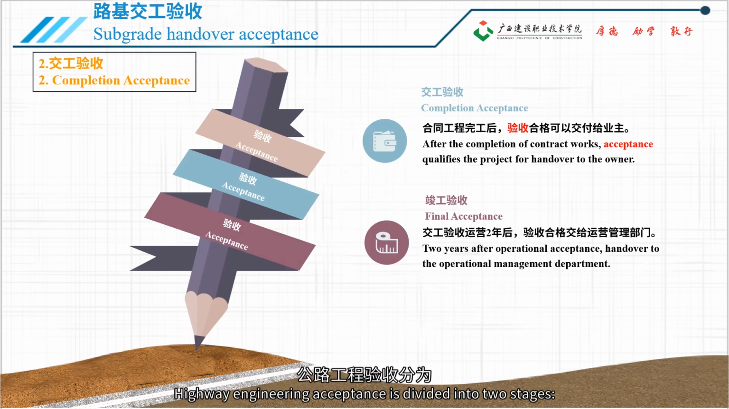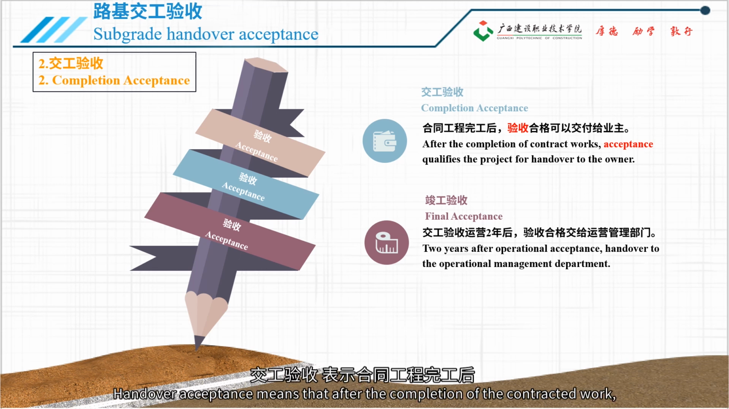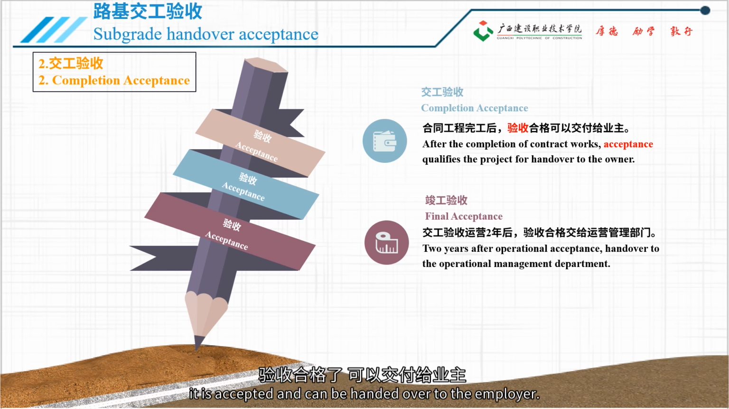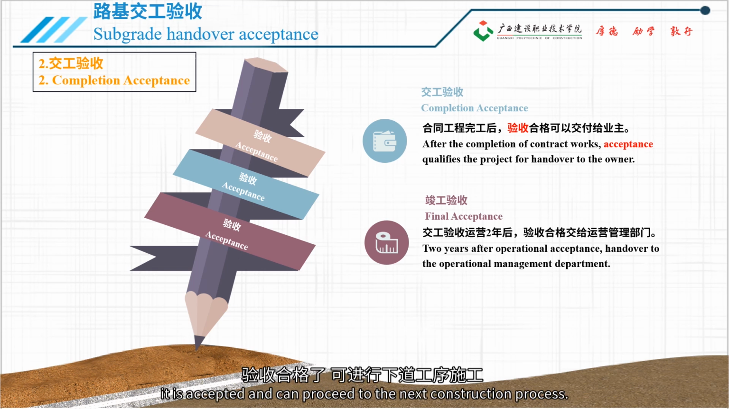Highway engineering acceptance is divided into two stages: handover acceptance and completion acceptance. Handover acceptance means that after the completion of the contracted work, it is accepted and can be handed over to the employer. Intermediate handover acceptance means that after the completion of a certain work process, it is accepted and can proceed to the next construction process.